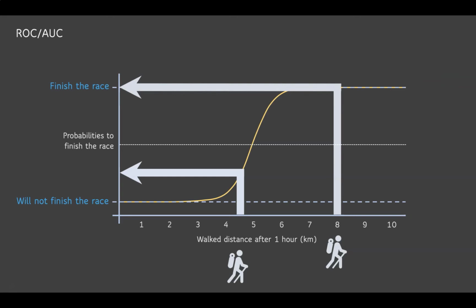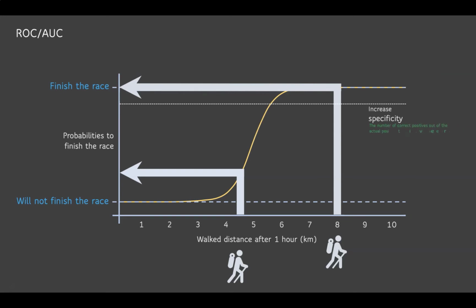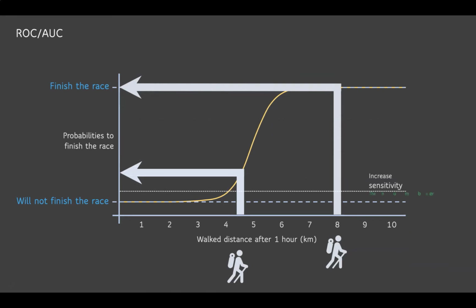Depending on what business problem we are actually trying to solve with the data, we should keep in mind how to move this line. We can move the classification threshold up by increasing the specificity. Specificity is the number of correct positives out of the actual positive results. In this scenario, we would rather miss out people who finished the race and focus more on the ones who did not finish the race. What about if we move the classification threshold line down?